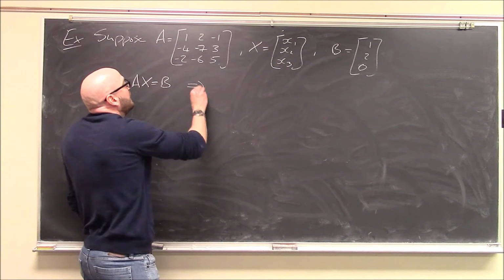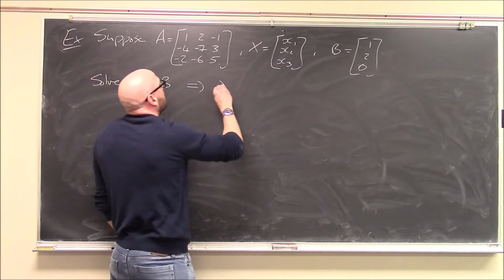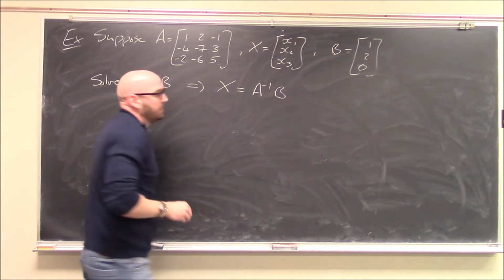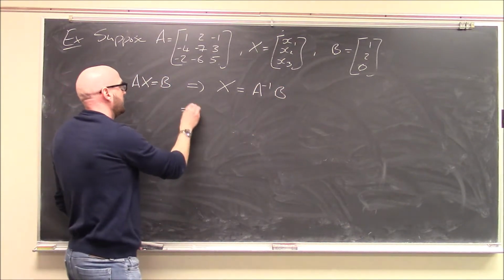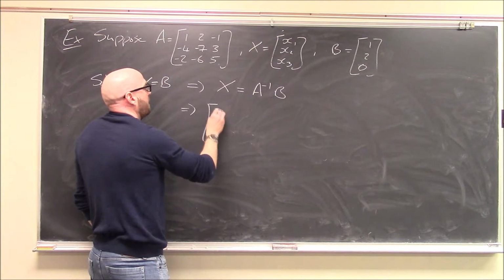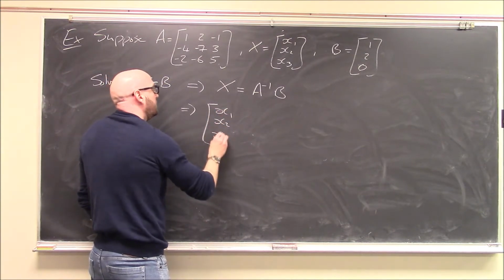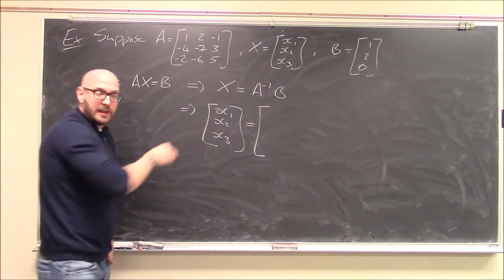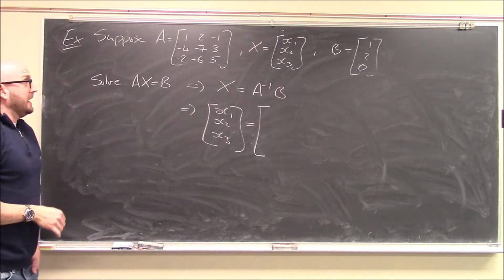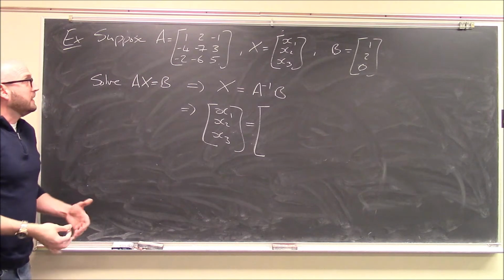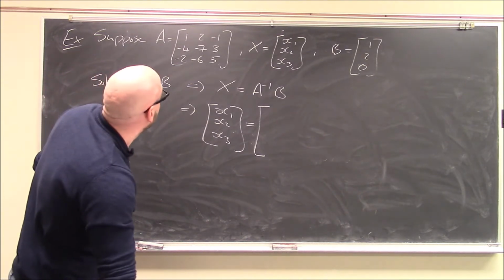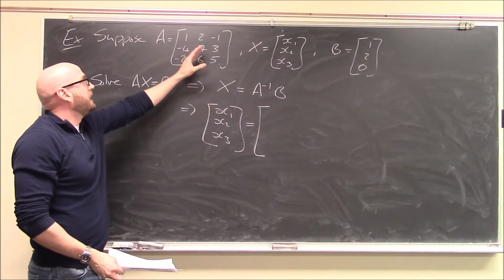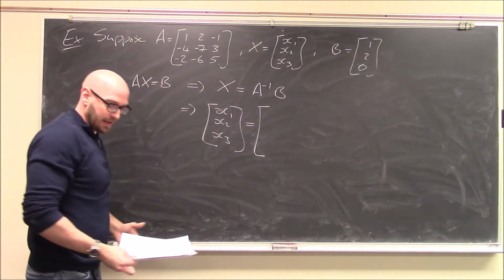And assuming A is invertible, assuming an inverse exists, we've just seen that X is going to then be A inverse times B. Okay, so x1, x2, x3 is going to be the inverse of A. And you would have to go and find the inverse of A. But this is in fact the matrix we did at the very end of the last section. So we already found the inverse of A in that case.